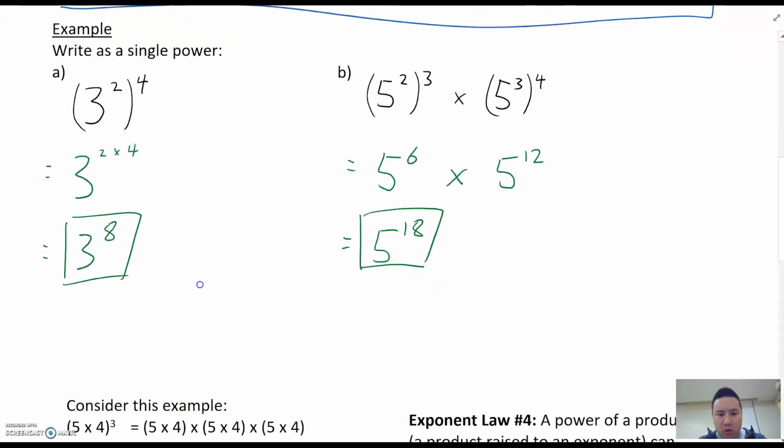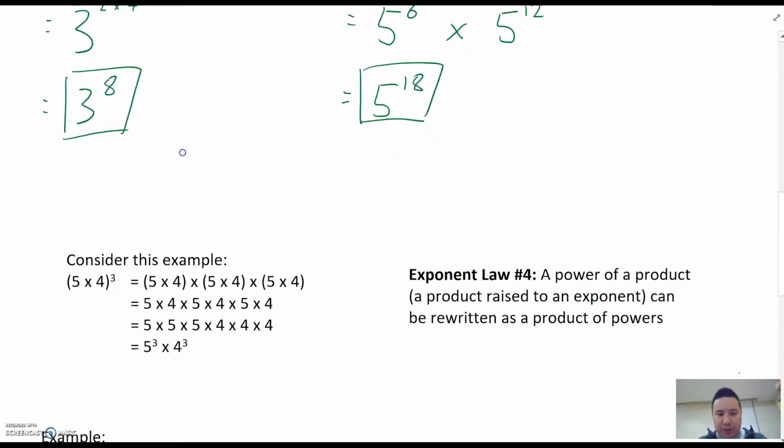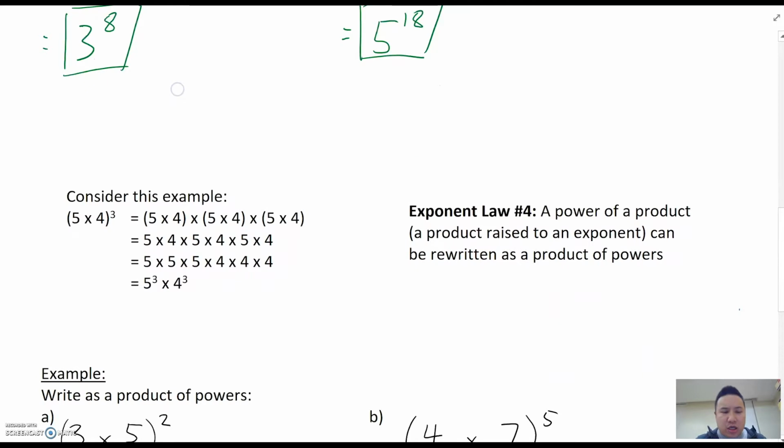Let's move on. We're going to take a look at another example here. Okay, so we have 5 times 4, and then the whole thing is raised to the power of 3, which means I want everything inside the brackets to be multiplied by itself and then multiplied by itself again. So I'm going to go ahead and do that. So that's what I did here.